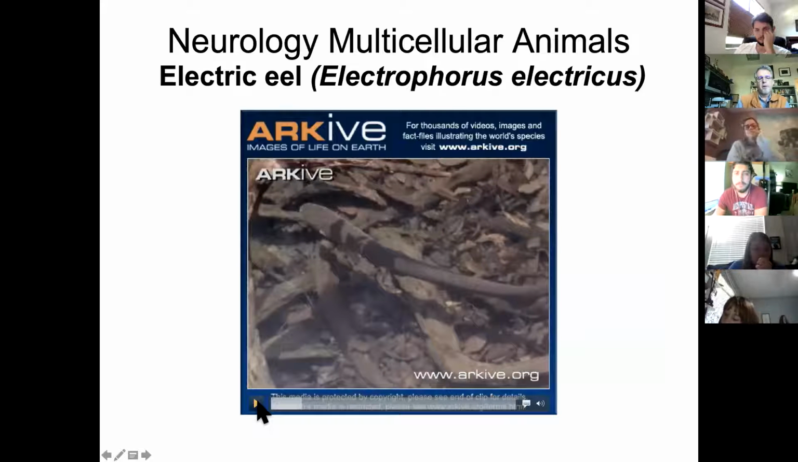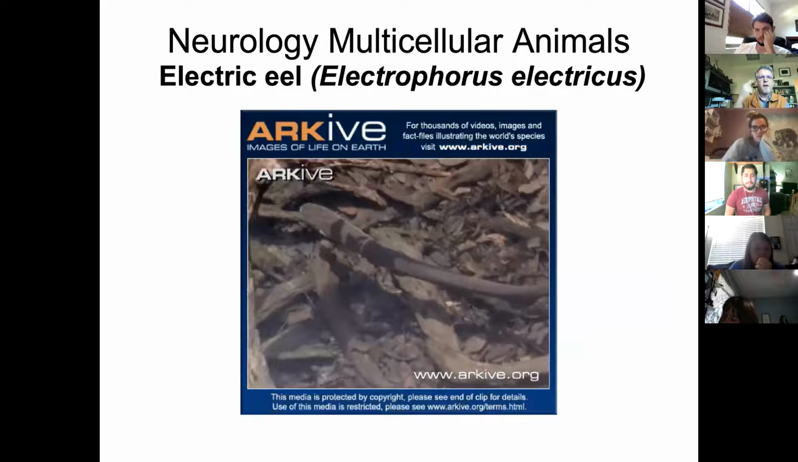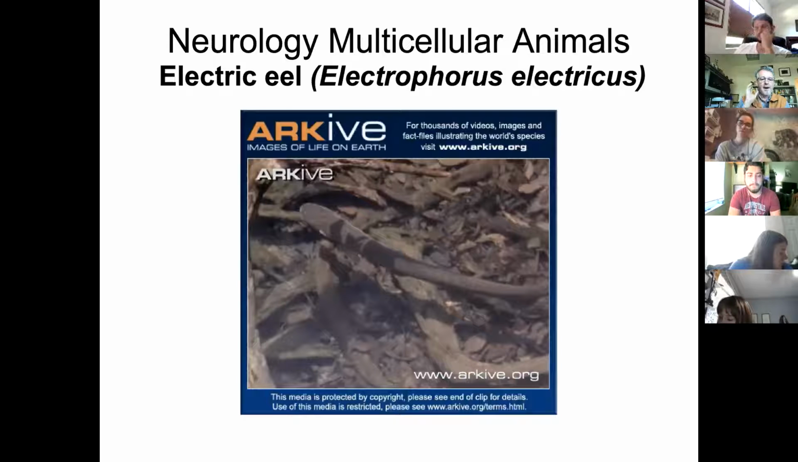Two things in this. Please pay attention to the video of the animal, but I also want you to pay attention to the clicks of the animal. What the animal does is send out electrical pulses through its neurology that create an electrical field around the animal and allow it to see its environment very similarly to the way bats use echolocation to see their environment. Each of the clicks is basically an electrical pulse.